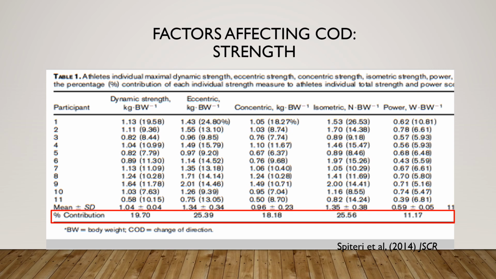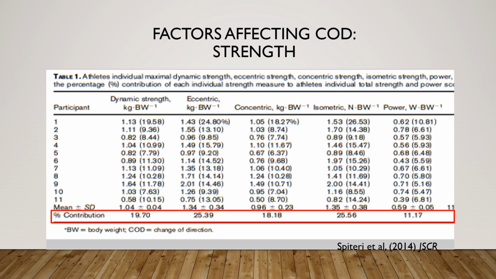Another key factor that influences someone's ability to change direction is strength. Obviously there are many different types of strength. If we look at the table here from a study from a few years ago, they explored the relationship and the contribution of different types of strength to change of direction. What you can see is, whilst we have individual participant data, we also have group overall means, depending on different types of strength measures that they've included.